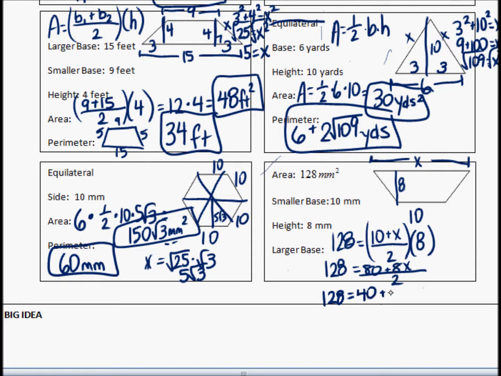Then I just have a quick equation to solve. I'm going to take away 40 from both sides, and I get 88 equals 4x, and 88 divided by 4 is 22. So the length of the larger base of this trapezoid would be 22 millimeters long.